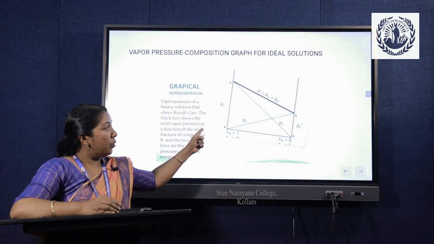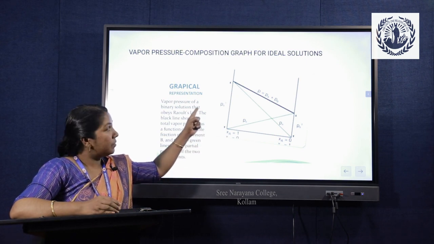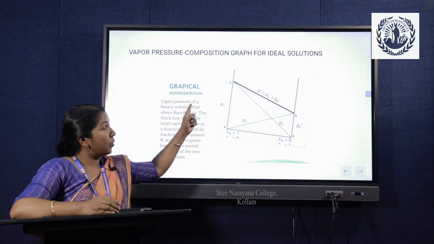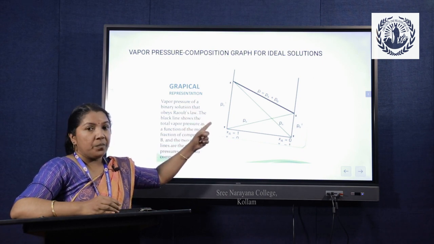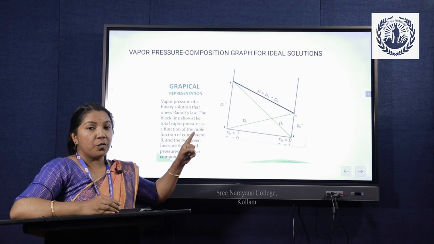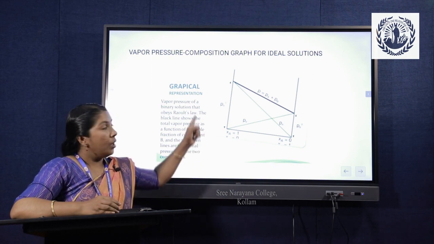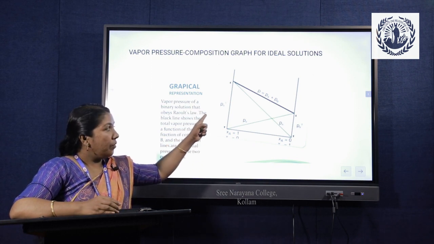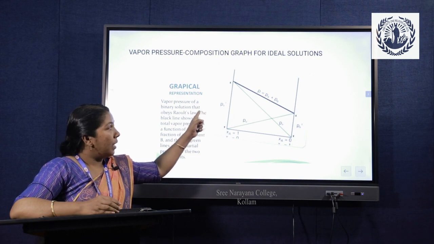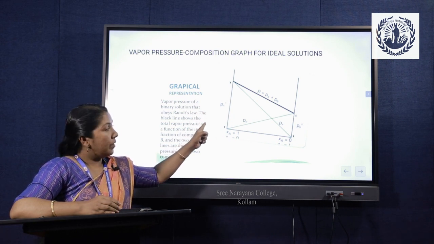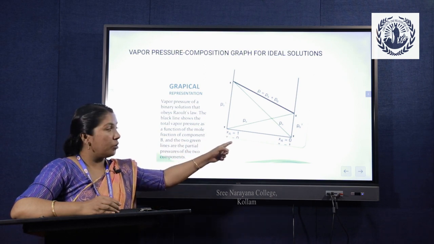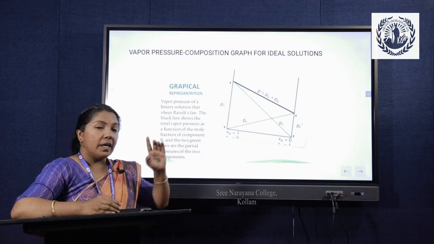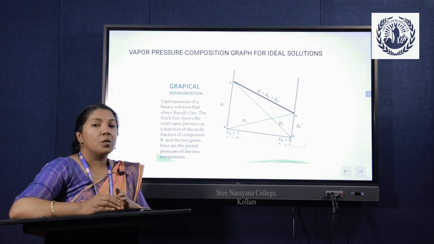When we move from xA equal to 1, that is from the topmost side, we are adding B to A. So what happens? The mole fraction of A in the solution decreases. So the green line, that is the partial pressure of A, decreases, and when we move from the left side to the right hand side and it reaches xA equal to 0, that is when A is 0, the PA is also 0.